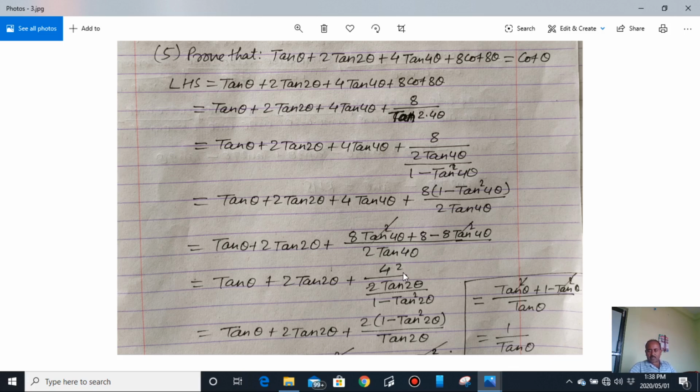The tan 4 theta, again the same previous technique. 4 theta means 2 into 2 theta. So it will be 2 tan 2 theta by 1 minus tan square 2 theta. So this 2 into 4, here only I have reduced. This will jump up: 2 into 1 minus tan square 2 theta by this tan 2 theta.